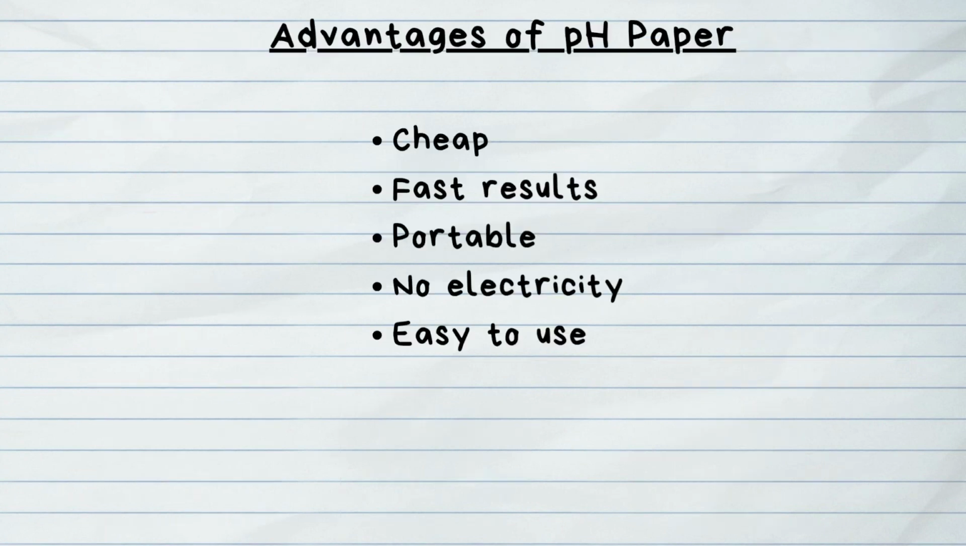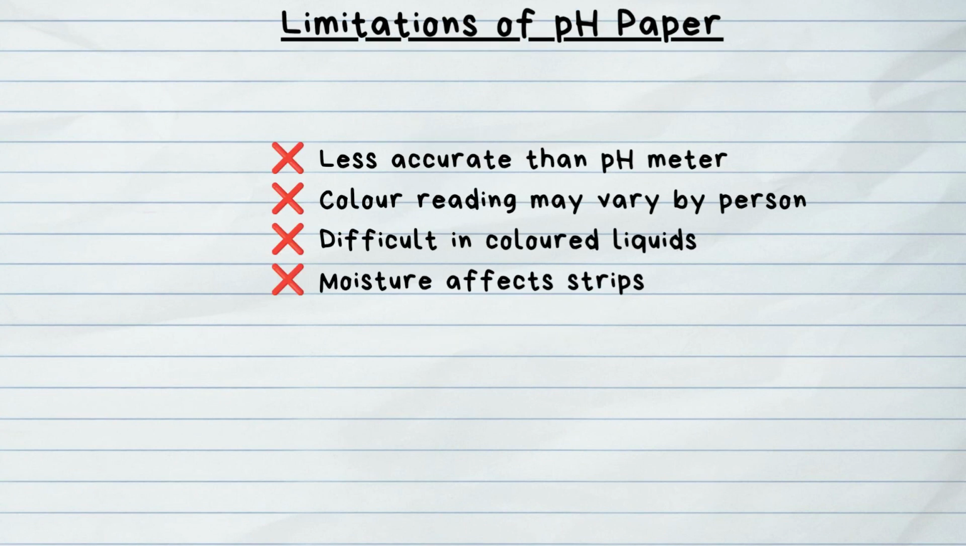So why do people love using pH paper? Because it has many advantages. It is cheap. It gives fast results. It is easy to carry anywhere. No electricity is needed. And most importantly, it is very easy to use. Just dip the strip, watch the color change, and compare with the color chart. Simple and fast. But wait, nothing is perfect.